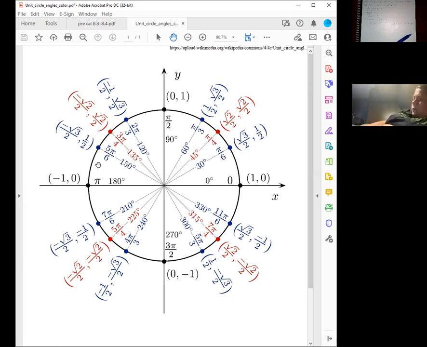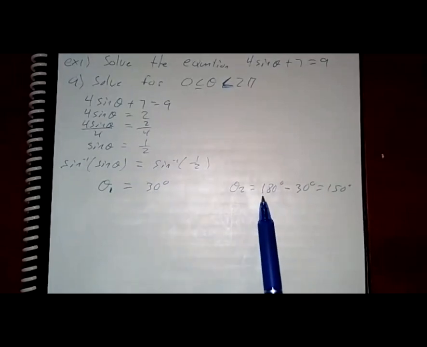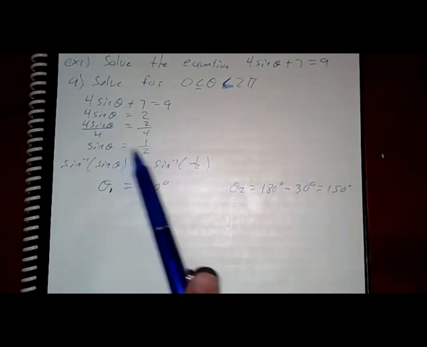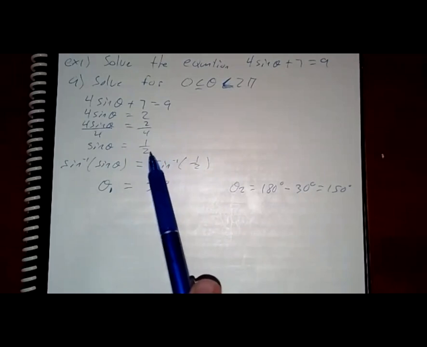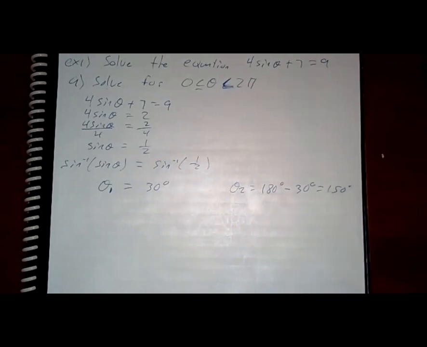But if I were to have given you a really weird number, like let's say it wasn't a half, let's say it was like 1.2 or whatever, then you want to use this method. Use the calculator to find this first one, and then find the second by subtracting from 180. So no matter what number I give you, sine theta equal to whatever, you can still solve for the two angles. So those are the two solutions from 0 to 2 pi.